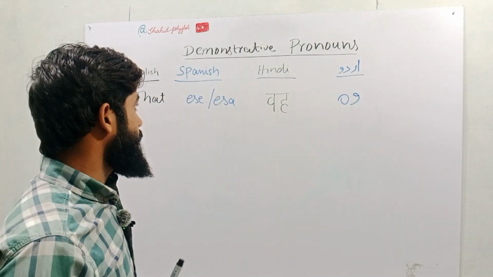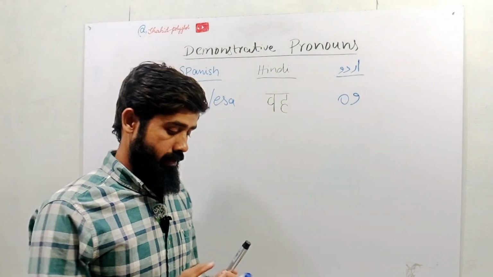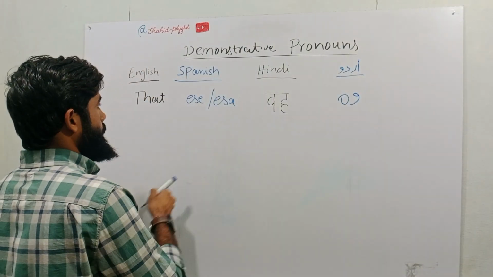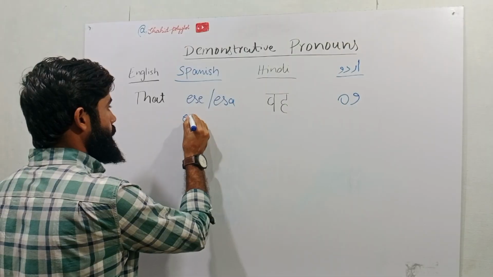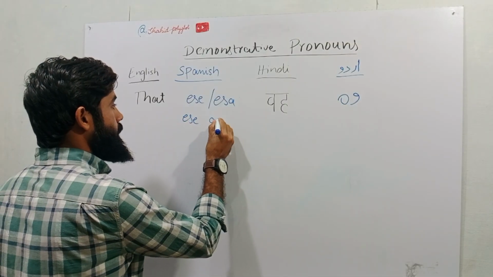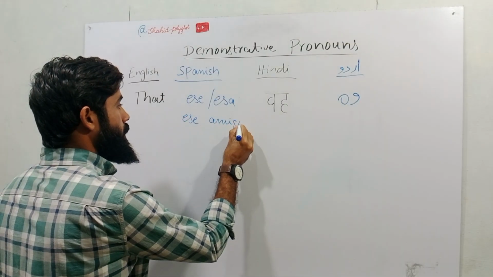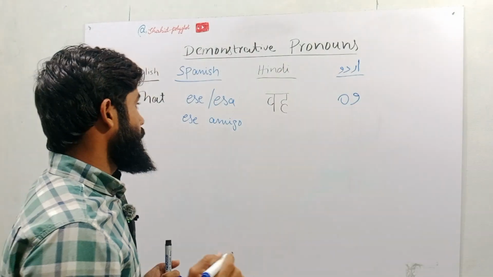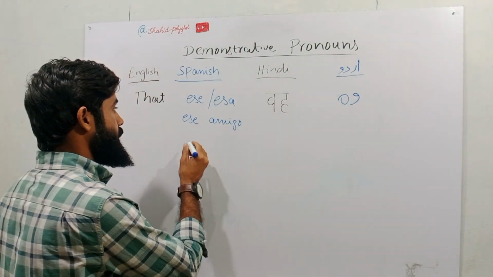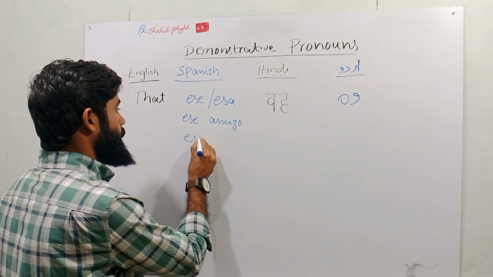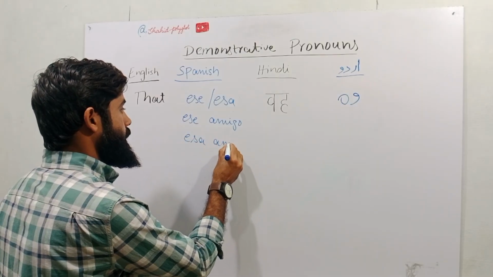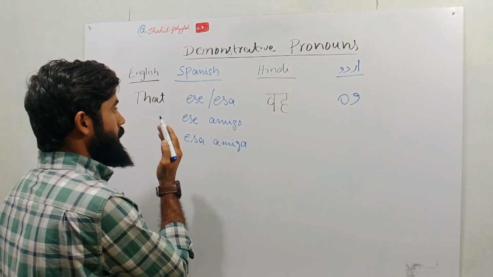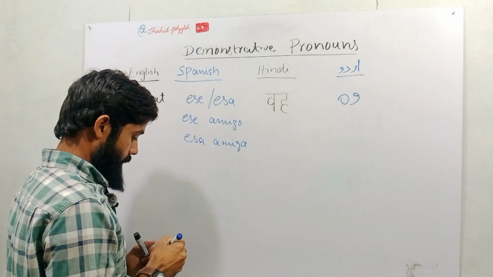Like if we say that friend, we say ese amigo. And if we say that female friend, we say esa amiga. Depending on the gender, we use ese or esa.